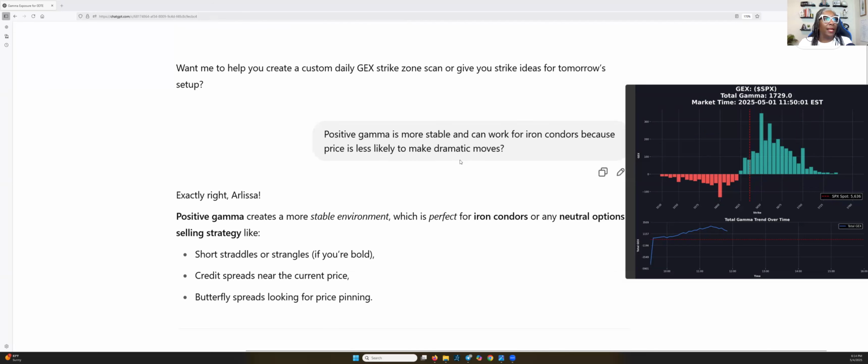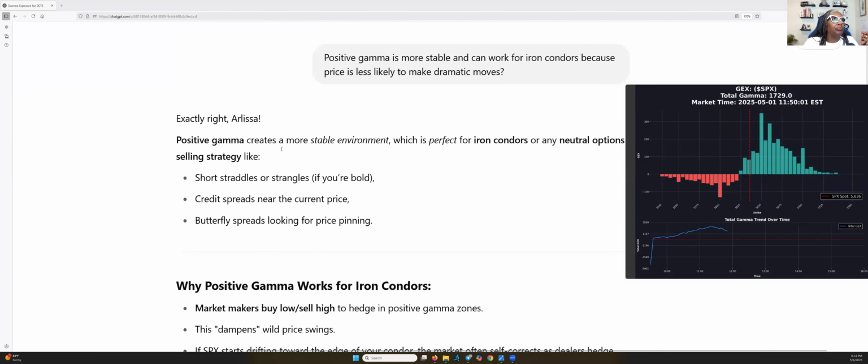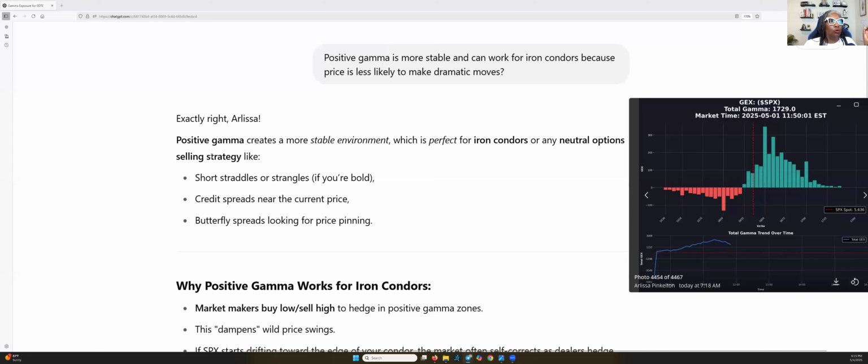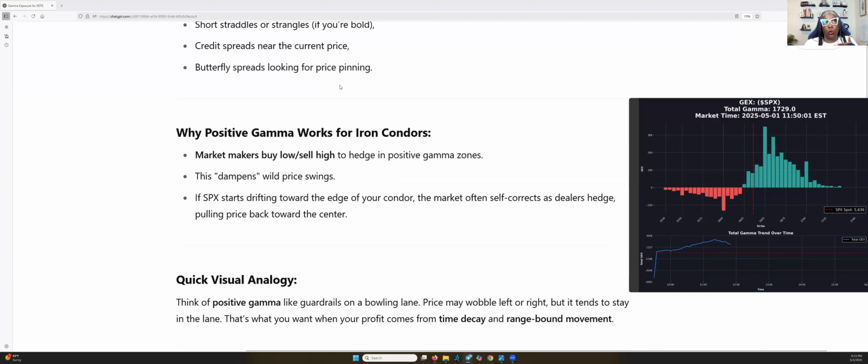Then it asked me, did I want to create some stuff? And we did. So I said positive gamma is more stable and can work for iron condors because price is less likely to make dramatic moves. And he said exactly. Positive gamma creates a more stable environment, which is perfect for iron condors or any neutral options. You can sell straddles or strangles if you're bold, credit spreads near the current price, or butterfly spreads. All we do is credit spreads. I don't do butterflies, but if you do, that's what Chad says you can do.